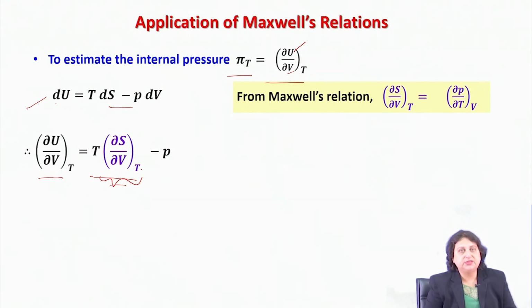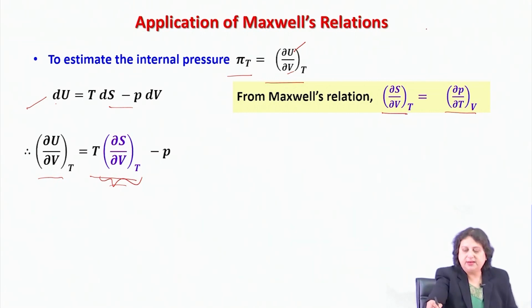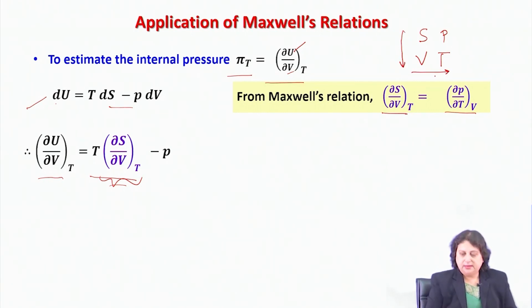Now, what do the Maxwell's relations tell you? It tells you that (∂S/∂V)_T is equal to (∂P/∂T)_V. So, while writing this down, all I'll have to do is write down sportive again, S, P, T and V. So, what do I need? (∂S/∂V)_T. Then what would it be equal to? It would be equal to (∂P/∂T)_V.